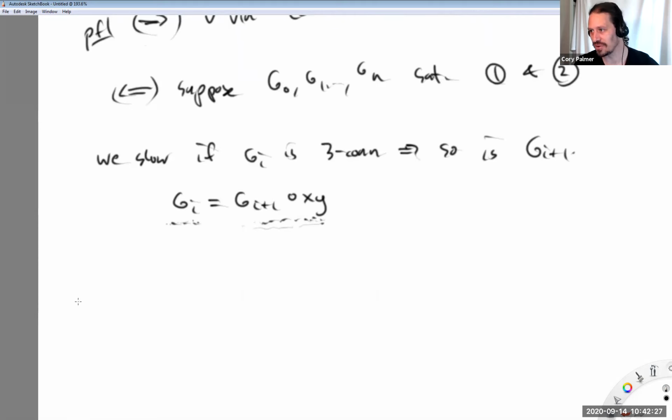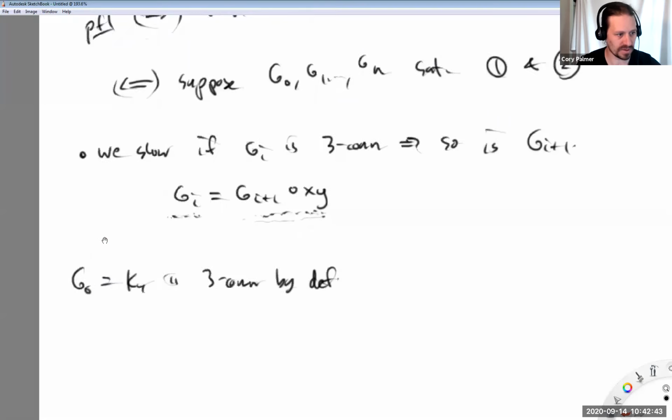Yeah, G0 is 3 connected, right? G0 equals K4 is 3 connected by definition. So we're hoping to prove this guy here. Now we'd want to prove that G1 is 3 connected, okay?